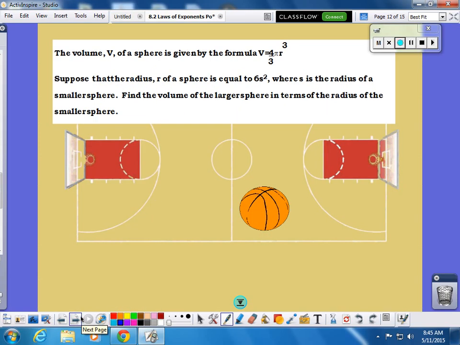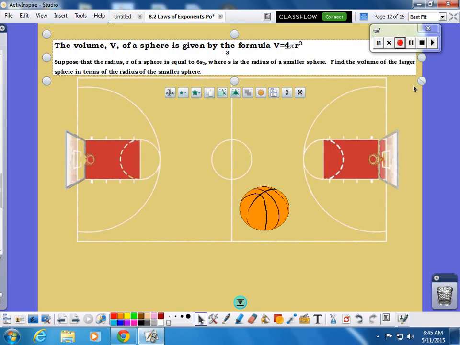Alright, so let's talk about volume. You were asking earlier about volume, so here's the problem. But it's just dealing with rules of exponents. The volume V of the sphere is given by the formula volume is equal to 4/3 pi r cubed. Suppose that the radius r of a sphere is equal to 6s squared, where s is the radius of a smaller sphere. Find the volume of the larger sphere in terms of the radius of the smaller sphere.